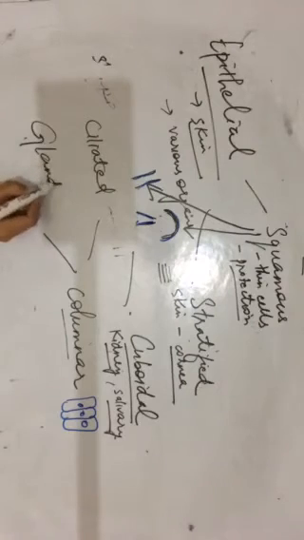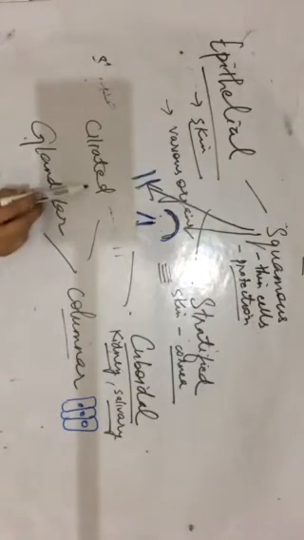And the last part is columnar epithelium. It is made up of long column-like cells. Columnar epithelium is of 2 types. One is ciliated columnar epithelium. Another one is glandular columnar epithelium.